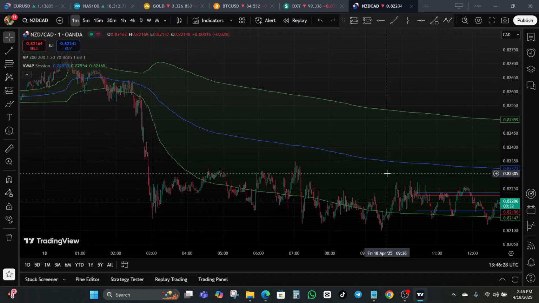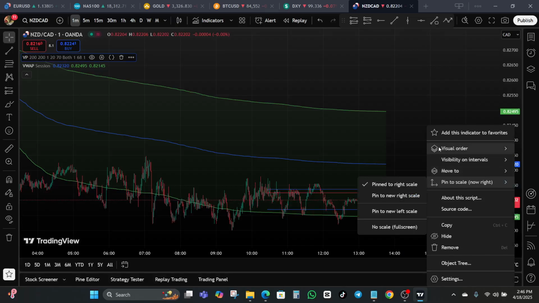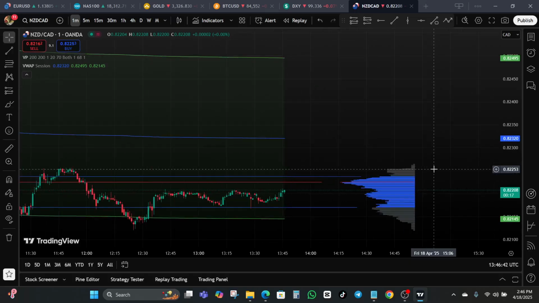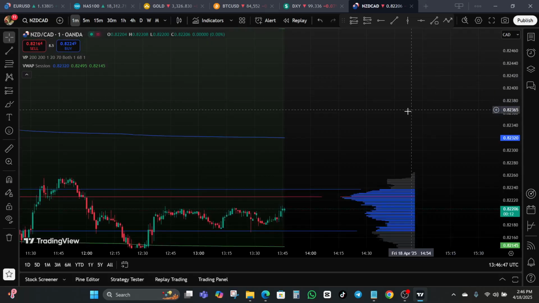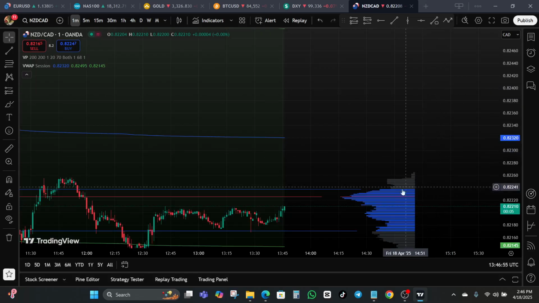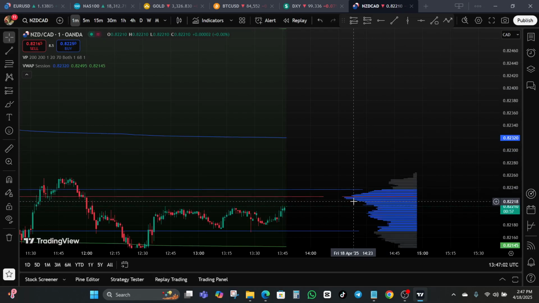Now the volume profile shows you where the most trading volume has occurred at different price levels. You can see that this is also part of the volume profile indicator. This reveals high interest zones like the point of control or the POC, the value areas, and low volume nodes that can act as magnets or rejection zones.